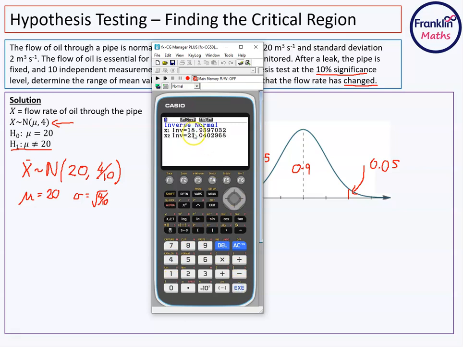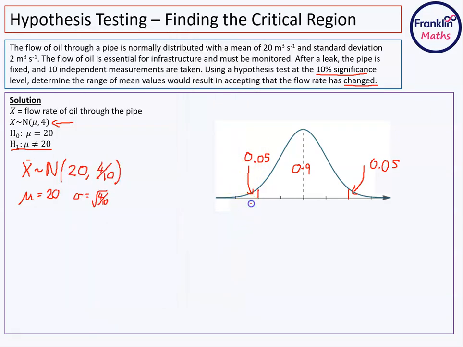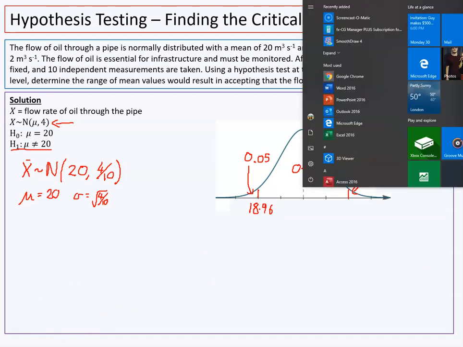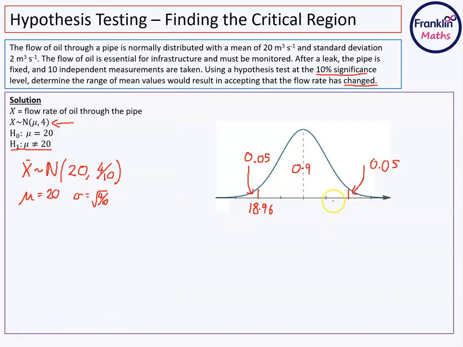So we've got 18.96 for the lower one. So that's 18.96. And for the other one is 21.04.